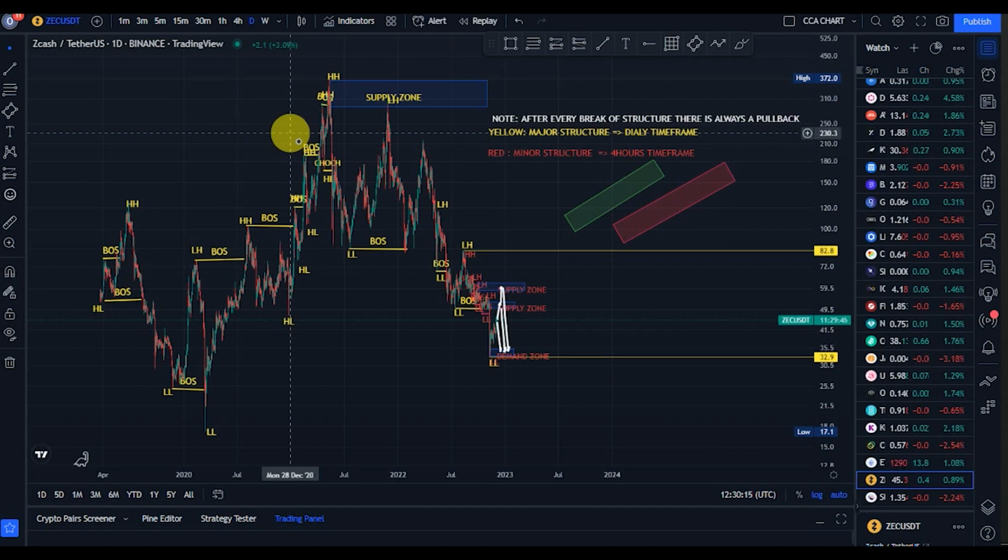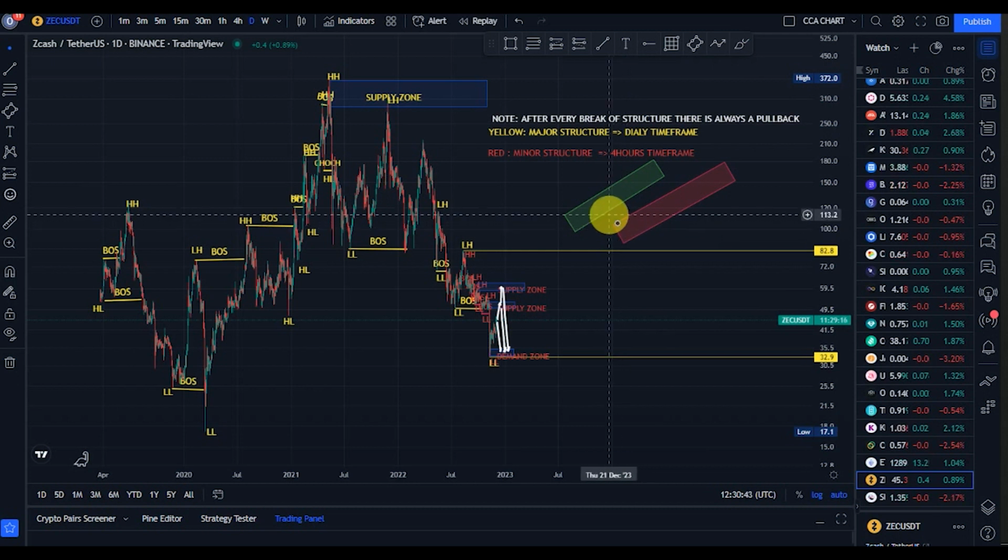Guys, the major purpose of this video is for me to analyze the market, to tell us our current position on the price market chart, and also to use the market structure to predict the next possible move of the market. So guys, let's have this at the back of our minds: after every break of structure, there is always a pullback. And I'll be using these two tools to show us our moves on the price market chart. I'll be using the green tool to show us our bullish move, and the red tool to show us our bearish move.